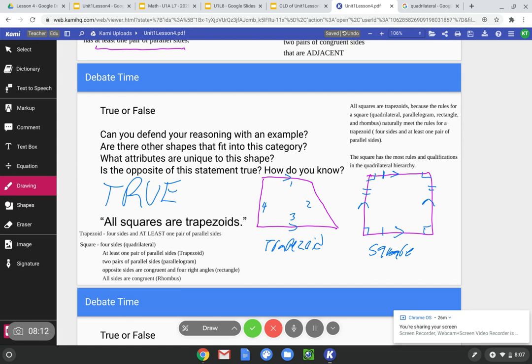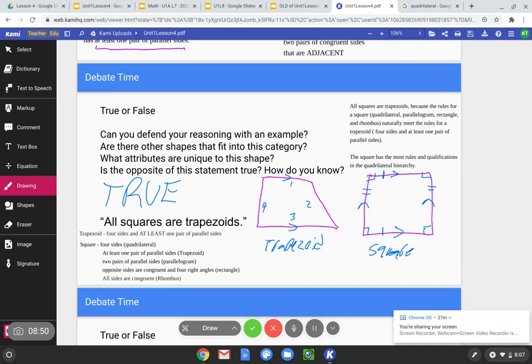Okay, here's my final answer that I got. I said true. So let's begin with my definition support. I said a trapezoid has four sides and at least one pair of parallel sides. A square has four sides, it's a quadrilateral. At least one pair of parallel sides, it's also a trapezoid. Two pairs of parallel sides, a parallelogram. Opposite sides are congruent and four right angles. It meets the rules for a rectangle, and all sides are congruent, so it meets the rules for a rhombus.